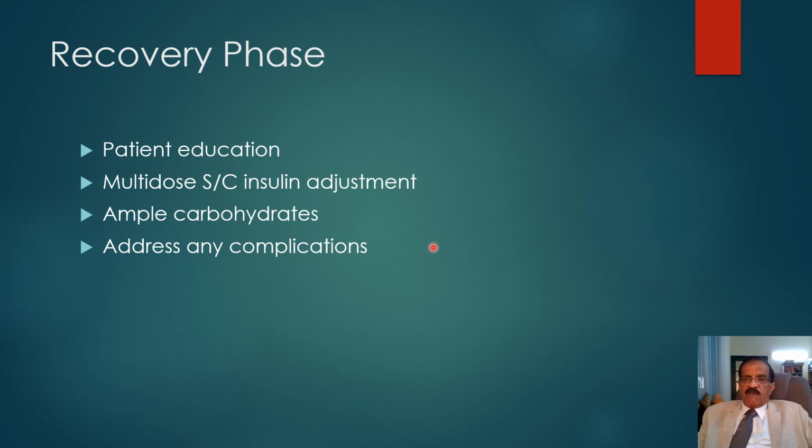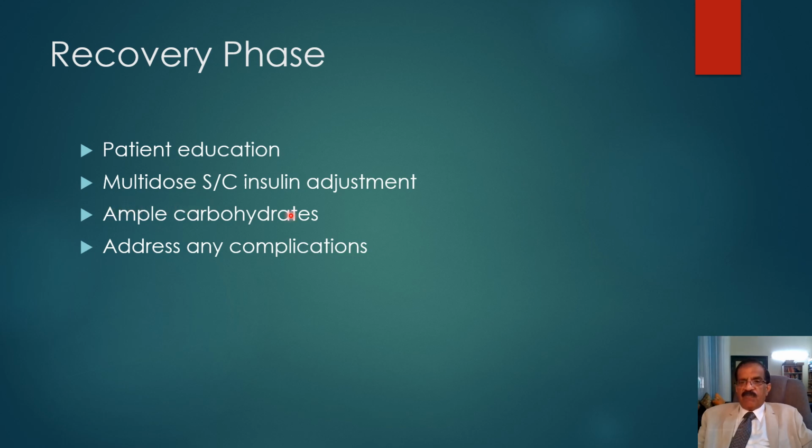Recovery phase: once the patient comes out of diabetic ketoacidosis, we have to educate the patient, particularly if the patient did not have diabetes before. So if it was the first presentation, then we need to sit down with the patient, explain to him what actually happened and what he needs to do. And particularly, we need to emphasize the fact that insulin would be needed for life. And we will have to explain the method of insulin injection and everything.